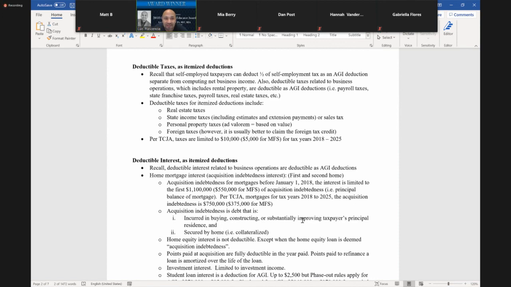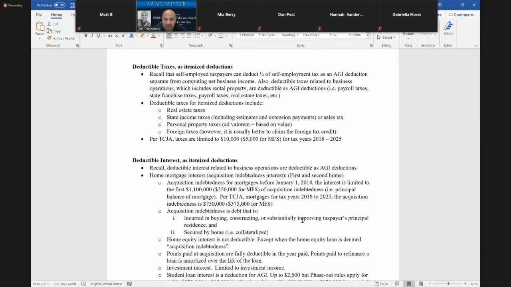State franchise tax, Illinois changed the rules on franchise tax now. Real estate taxes, again, any taxes related to your business, that's a deduction, part of Schedule C, not an itemized deduction. The following items are itemized deductions. These are part of Schedule A deductions. Real estate taxes on your personal property, real estate taxes on your vacation home, real estate taxes on your rental property, that's a deduction for AGI. Deduction on the personal property from AGI, itemized deduction.